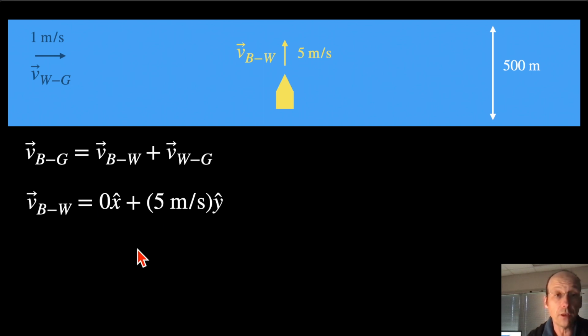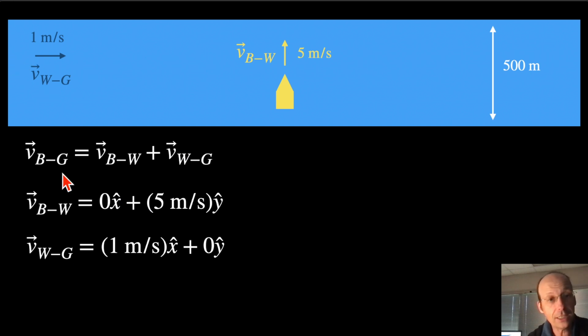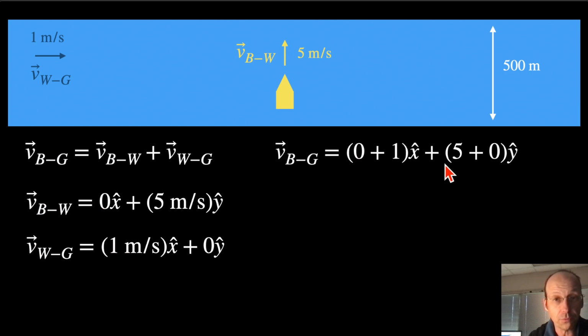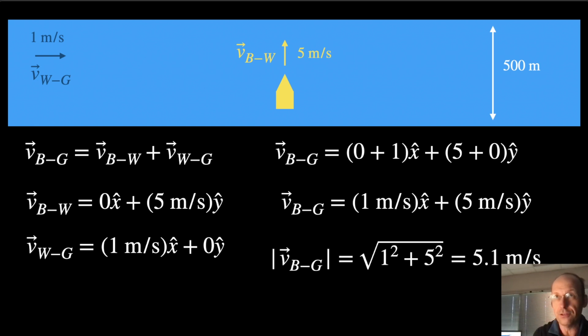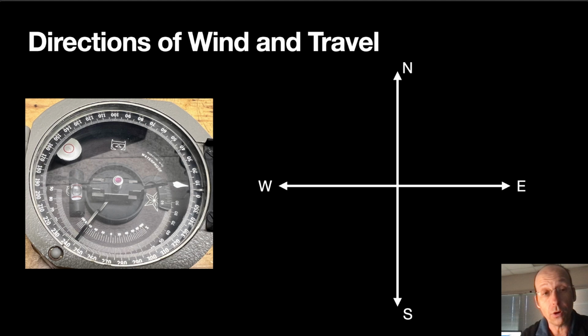I can do the same thing for the water with respect to the ground. It's just moving in the x direction. So it has 1 in the x direction and 0 in the y direction. That's not hard. Now I can add those two together, right? That's what this equation says. Add these two vectors. Well, I'm going to add the x's, I'm going to add the y's, and I get 0 plus 1 x hat plus 5 plus 0 y hat, or 1 x hat 5 y hat. Yay! Now I can find the magnitude of that. You find the magnitude of any vector by taking the square root of x squared plus y squared, so 1 squared plus 5 squared, square rooted, is 5.1. Done.